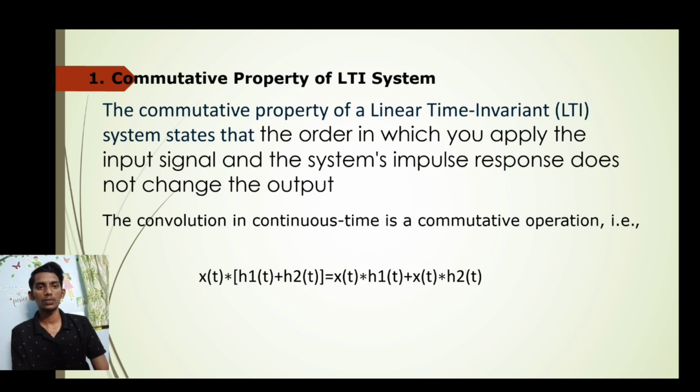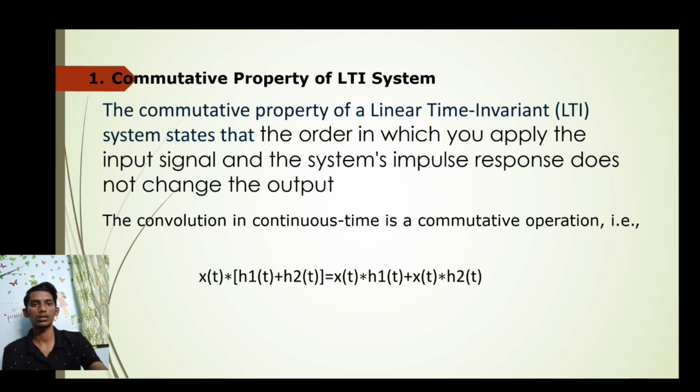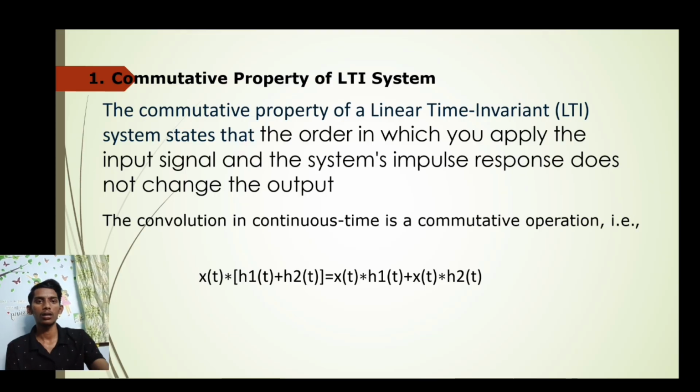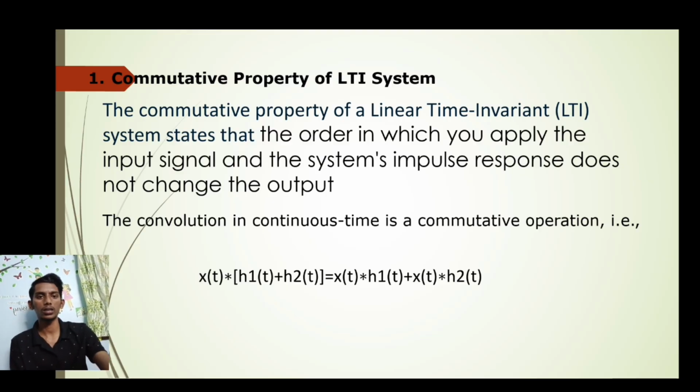The commutative property of an LTI system states that the order in which you apply the input signal and the system's impulse response does not change the output. The convolution in continuous time is a commutative operation, that is x of t convolved with h1 of t plus h2 of t is equal to x of t convolved with h1 of t plus x of t convolved with h2 of t.